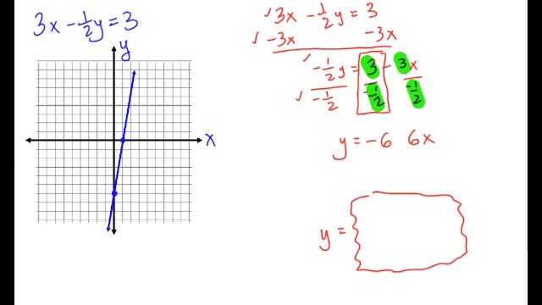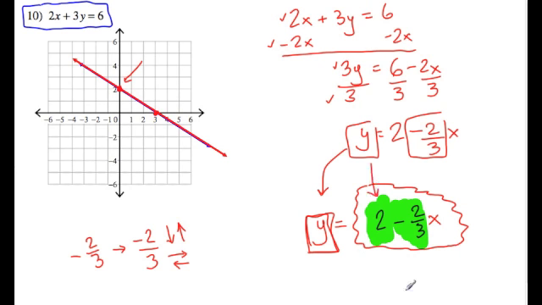But the tricky part is understanding the signs. Positive divided by a negative was a negative. A negative divided by a negative is a positive. So I end up with negative 6 plus 6x.